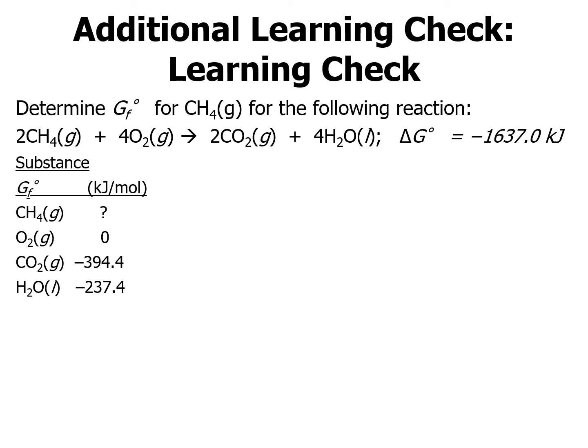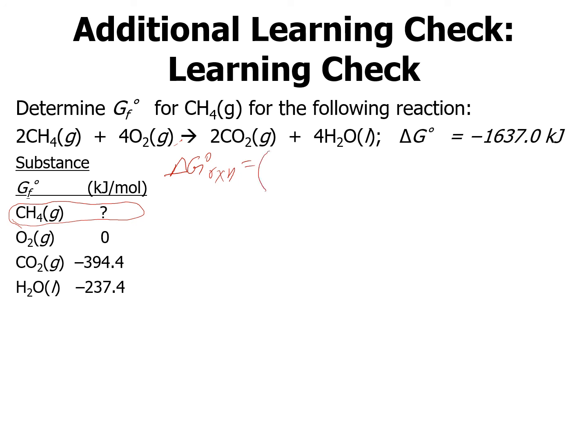What the question is asking: can you figure out what is ΔG°f for methane? So we have to solve for this. Now, based on the same concept, the ΔG° for this reaction is going to be equal to the sum of products minus the sum of reactants.